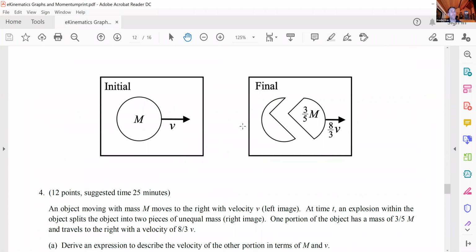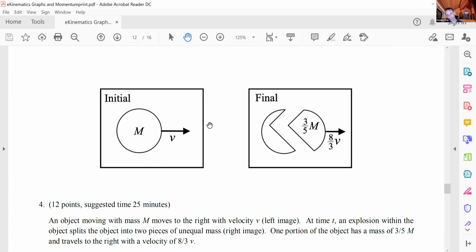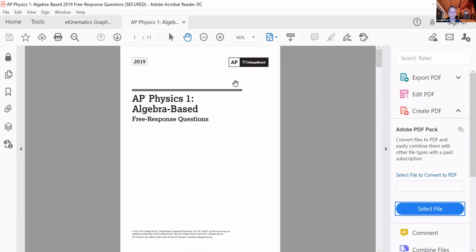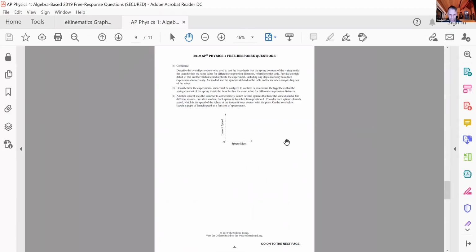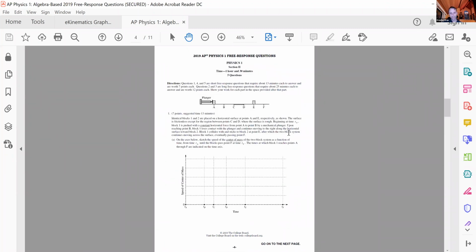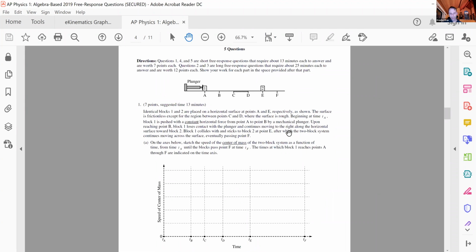I can point out for you, this is in the final page. This is in my chapter on momentum, but I remember the 2019 exam. Here, I'll bring that up for you. AP tests. Let's find the 2019. All right, here we go. Yeah, this one. Look up this one.